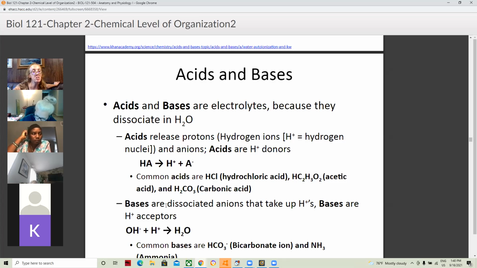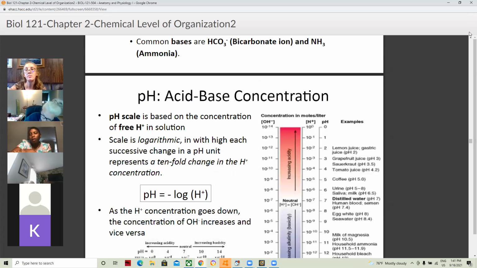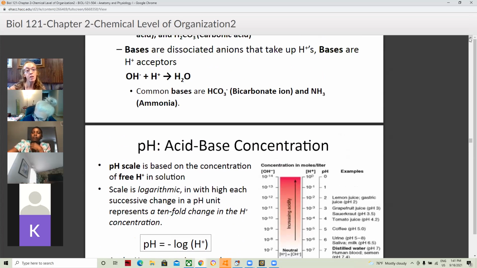Bases, so acids give up hydrogen ions. Bases are anions, negatively charged, that take up hydrogen ions. For example, the hydroxide from the ionization of water will take up a hydrogen ion to become water. I need to change this: not all bases are dissociated anions. But all bases take up hydrogen ions, and all acids give up hydrogen ions. The most common bases are the bicarbonate ion and ammonia.